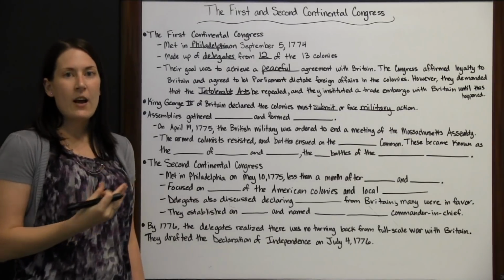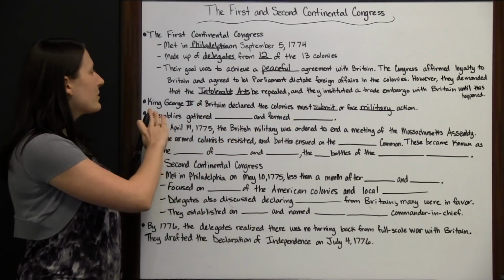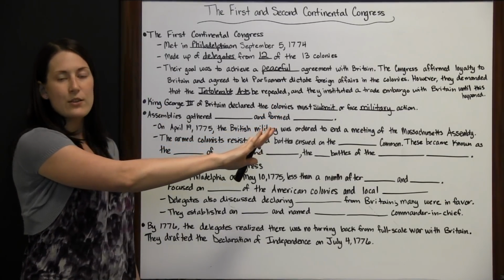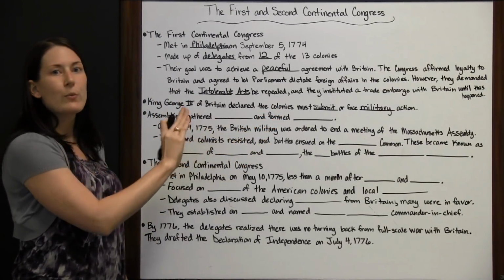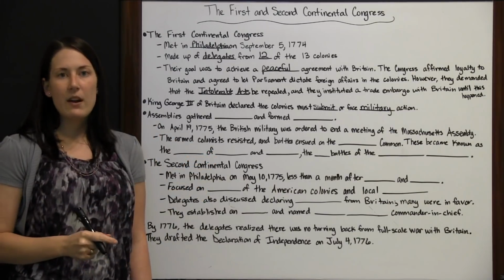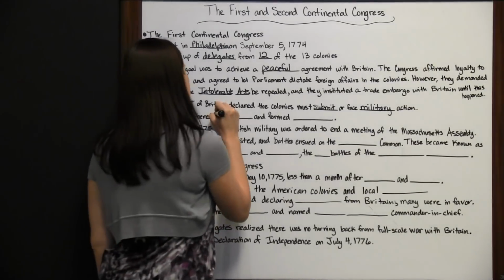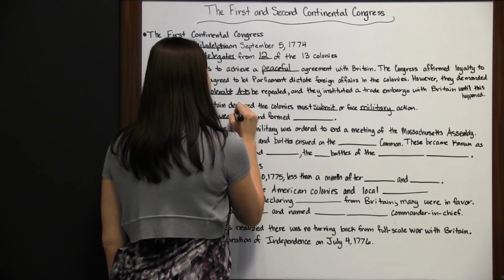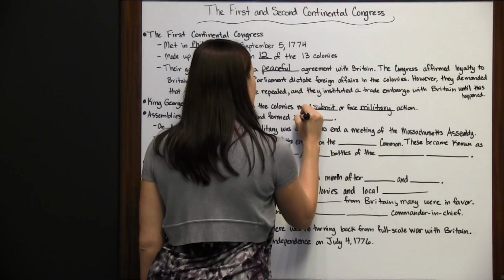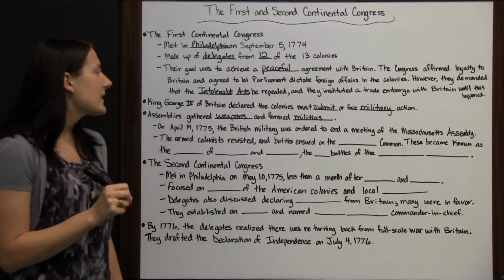So they've been threatened now. We aren't listening to all this, is what Britain is saying, King George is saying. We don't care that you want to be peaceful, you want this repealed. We're not doing any of that. You listen to us, or there's going to be military action. There will be consequences. So assemblies gathered weapons and formed militias, groups of citizen armies, basically.